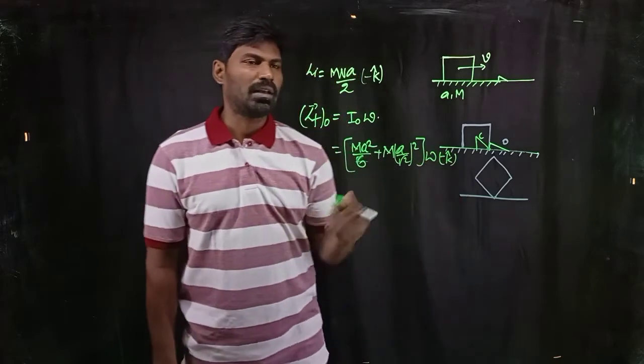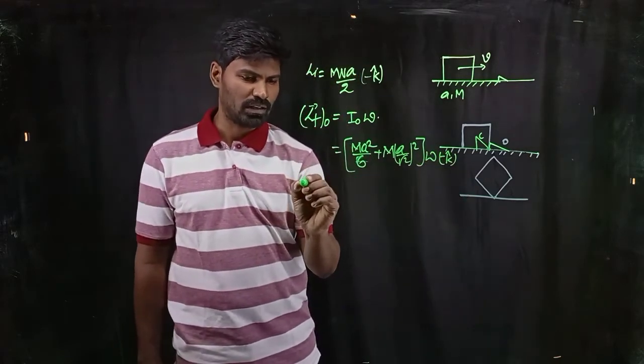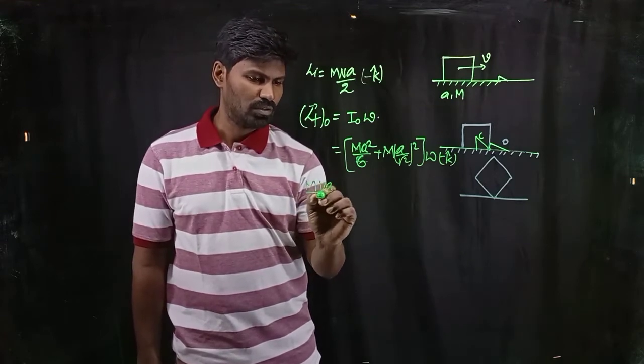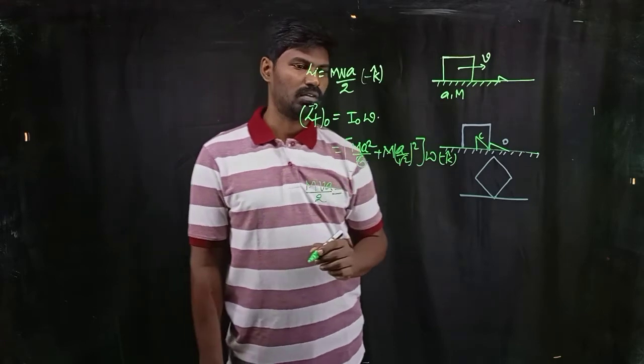So if I apply conservation of angular momentum, what am I going to get here? M into V into A divided by 2 is equal to, what are you going to get here?